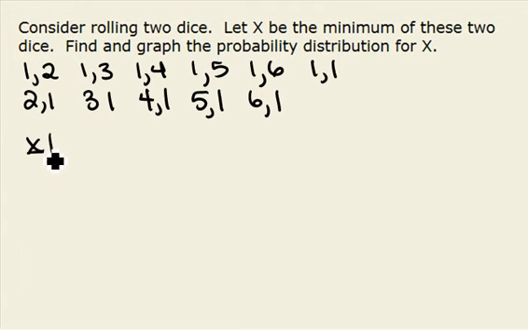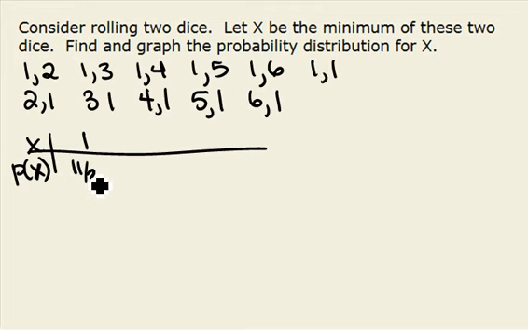We have our x's, and then we would list our probability of our x's. And you can put the table either vertical or horizontal. So we get 1 with the probability of 11 out of 36.